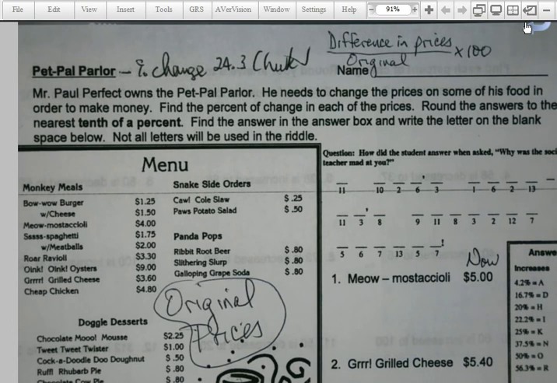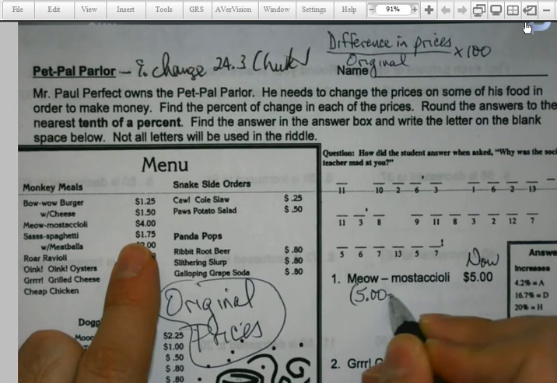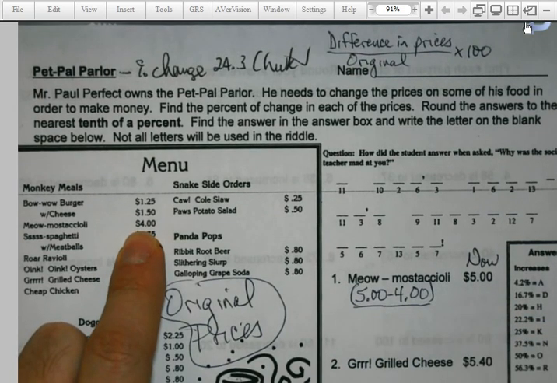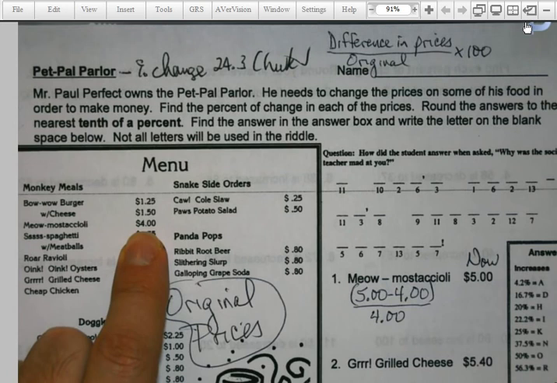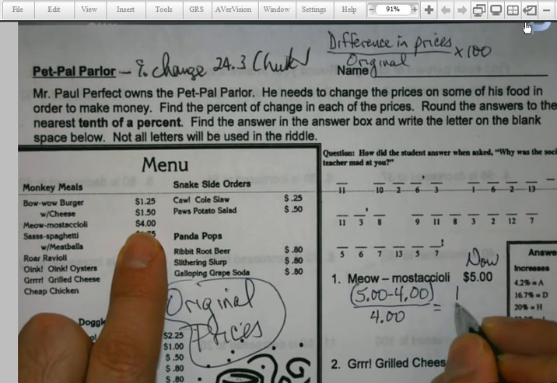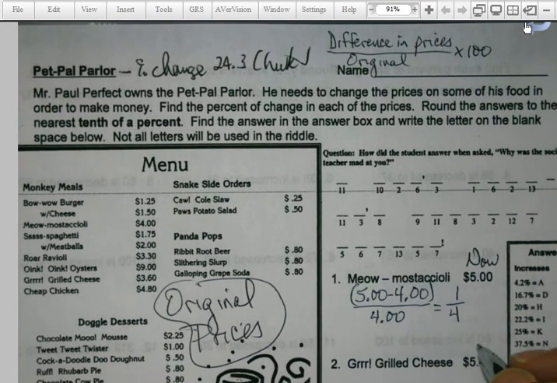So what I'm going to do is I'm going to do 5 minus 4, because I got to subtract the other, and then divide by the original price, divide by the menu price, which is $4. So in this case, that would be 1 divided by 4, which is 0.25, times 100, 25%.